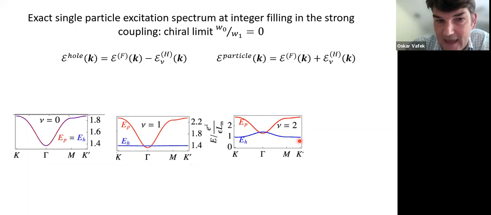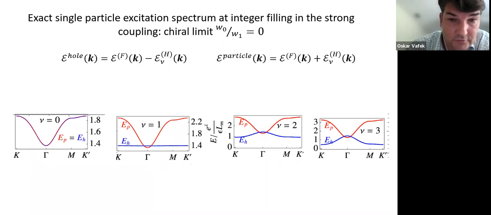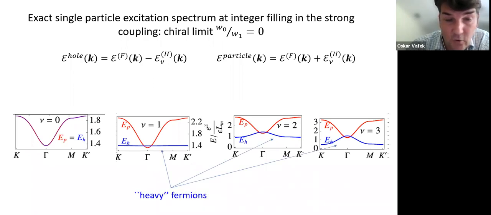They would not go to gamma. On the other hand, the excitations, if we were to add electrons to this, they would go near gamma. And this continues up to nu equal to 3. And so in this picture, if we are at positive integer filling and you try to dope holes, they seem to go in as heavy fermions.